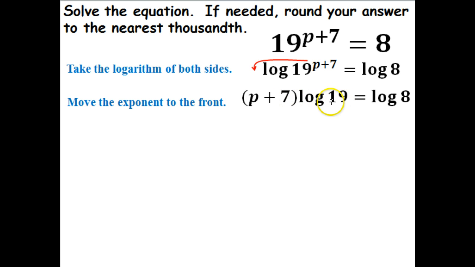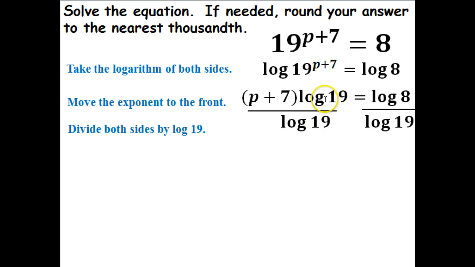Okay, and now that we did that, the next step is we're going to get rid of this log 19. So we're going to divide both sides here by log base 10 of 19. So I do that here. Okay, and these two will cancel, leaving me just a p plus 7. On this side over here, I'm going to have a log 8 over log 19. Okay, so now that I've got that, those just simplified a little bit further.